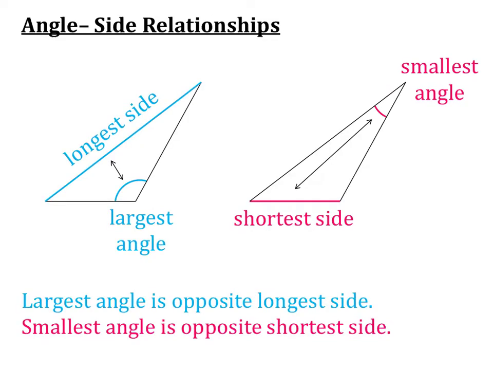Next, we're going to discuss angle-side relationships. So you should note that the largest angle is always opposite the longest side, and the smallest angle is always opposite the shortest side. So if you listed your angles in order from smallest to largest, then you could do the same by listing the opposite sides, and they would also be in order from smallest to largest.